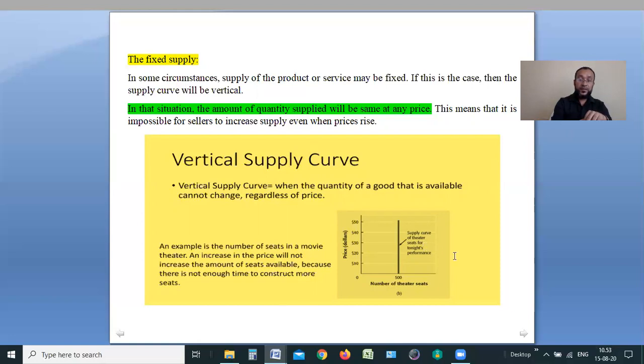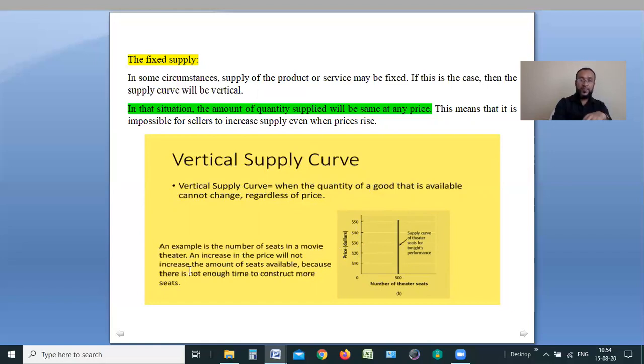When the supply of the product is perfectly inelastic, that means price has no impact on supply at all. In that case, we call it supply is fixed, so the supply curve will be vertical. Here we took one example and explained that using this diagram. Vertical supply curve means the quantity of a good that is available cannot change regardless of the price. So price has no impact on the supply. Supply will always remain the same at any price.